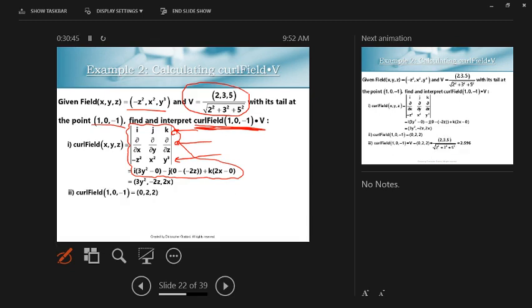Now I'm going to find out what the curl of the vector field is at the point 1, 0, -1. This is where people make mistakes. Bryce, give me just 1 minute. I'm going to finish my spiel, and then I'm going to get your question.